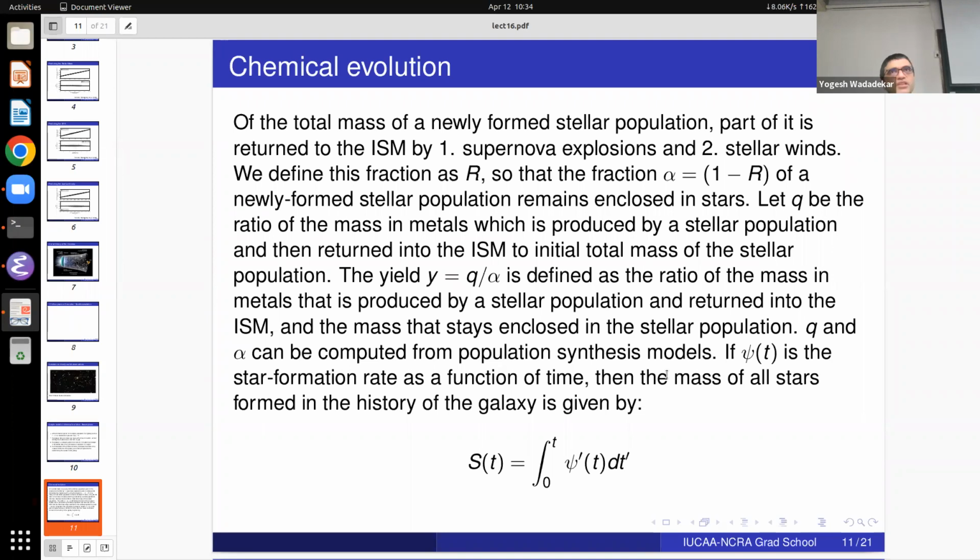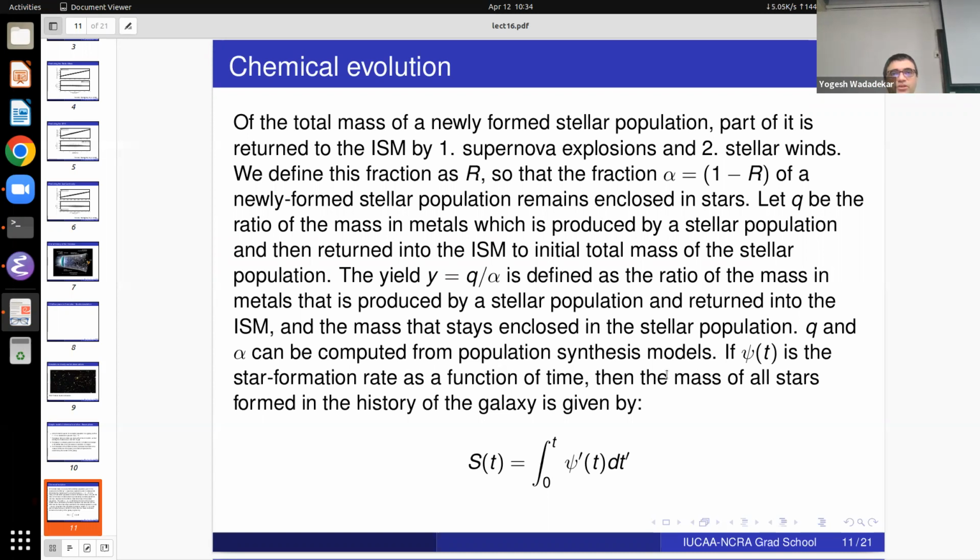Okay, if you have AGN, you can do the same things, except that AGNs are so powerful that they'll tend to throw things out of the galaxy completely. So for the moment, we ignore AGNs, and we define this fraction as R, so that the fraction alpha, 1 minus R, of a newly formed stellar population is the fraction that remains enclosed in stars.